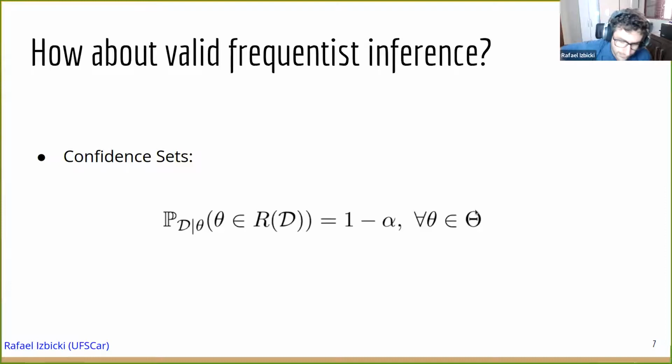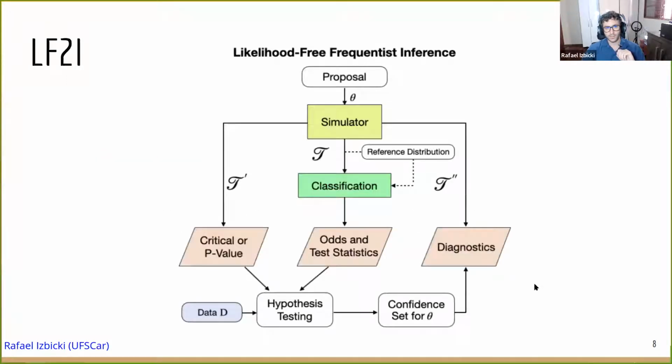And that hasn't really received a lot of focus even in the frequentist literature about likelihood-free inference methods. There are some papers about frequentist inference, but they don't focus on getting valid confidence sets. And that can be a challenge, as I'm going to show here, okay? All right, so our proposal to solve this problem is what we're calling LF2I.